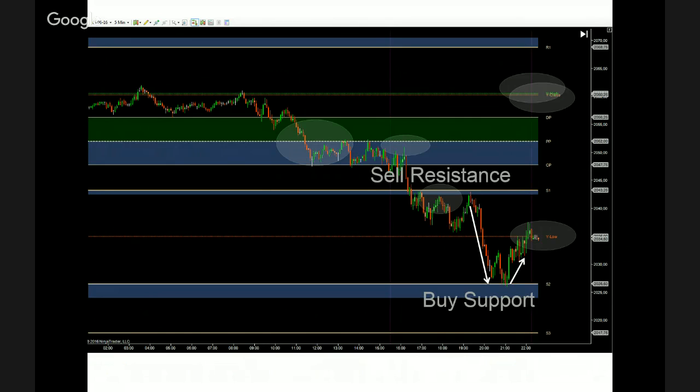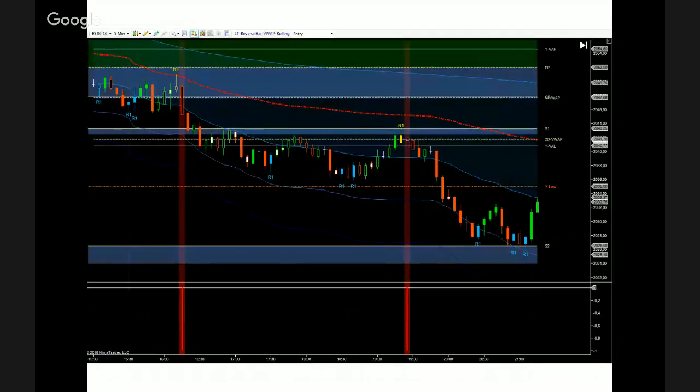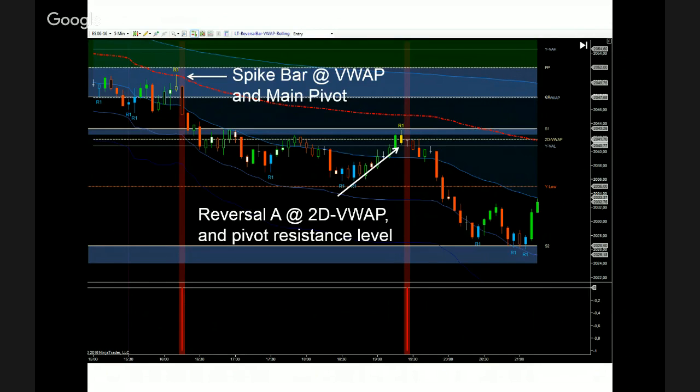And so let's have a look at how this all comes together with the reversal patterns. What we want to do is to filter the trades by saying that if the prices move within a certain distance of a pivot or VWAP resistance level, we're looking for reversal down patterns. And right here we saw a confluence between the daily VWAP, the main pivot, and the spike pattern. And then later on we saw a reversal A pattern in confluence with pivot resistance and the VWAP level from 2 days ago.